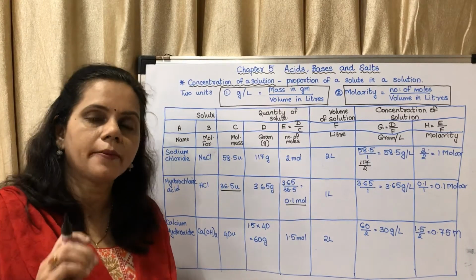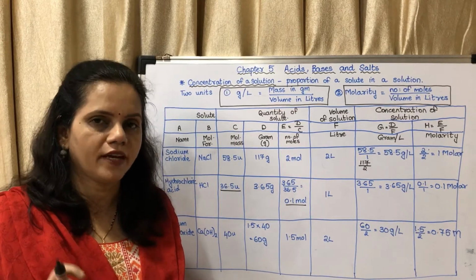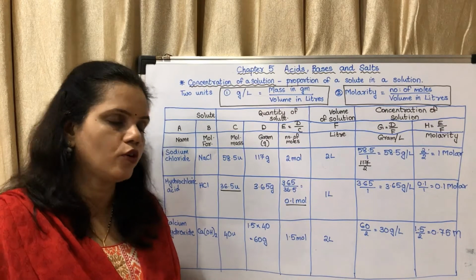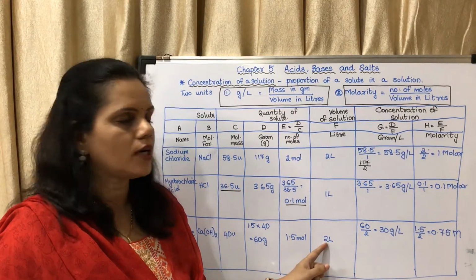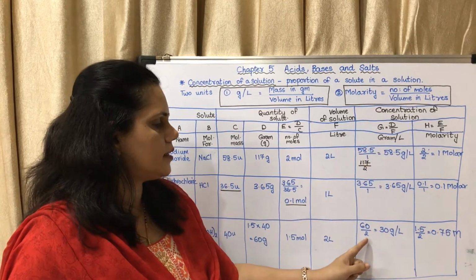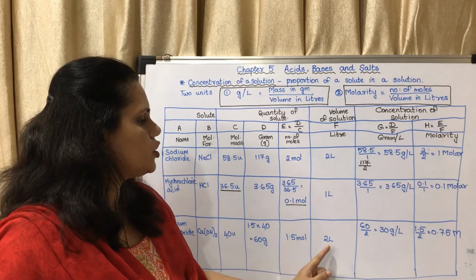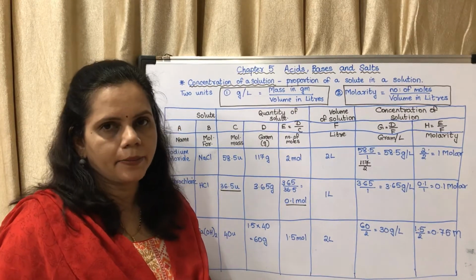Why? Because number of moles is equal to mass in grams upon molecular weight. This equation we had learnt in chapter 4. You may revise. So volume of solution, they have given it as 2 liters. Gram per liter, number of grams, how many grams? 60 grams. How many liters? 2 liters. So 60 upon 2, that will be 30 gram per liter.